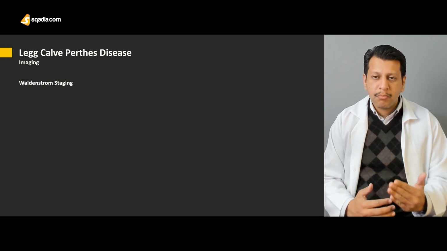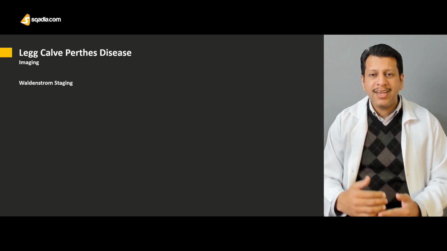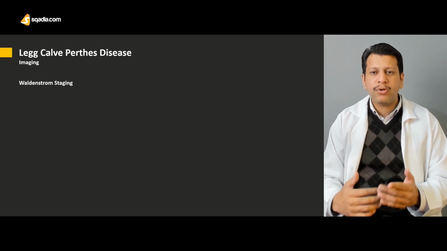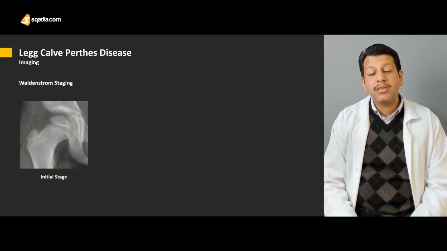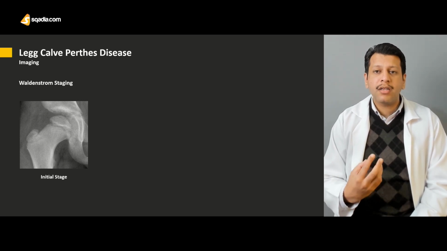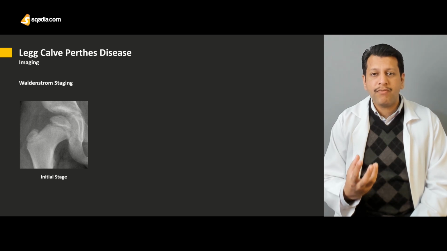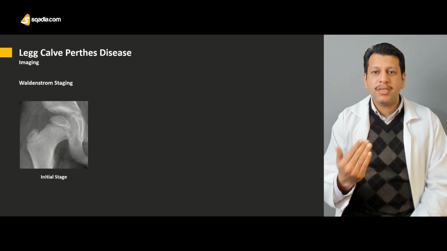Now, once the blood supply is cut off, the changes will not occur quickly. They will take time and progress gradually. The first stage is called the stage of infarction, in which ischemia has occurred and the bone has become infarcted or necrosed. Once that happens, the next stage comes.